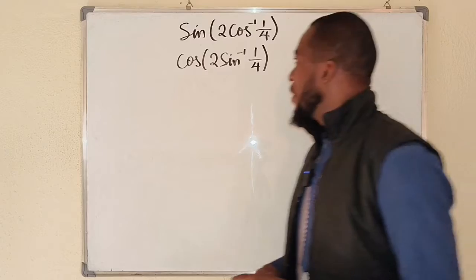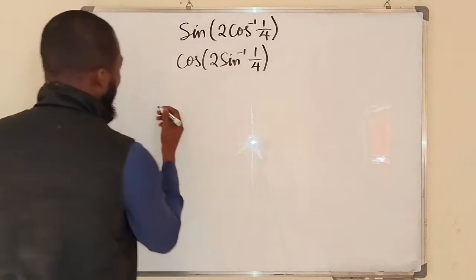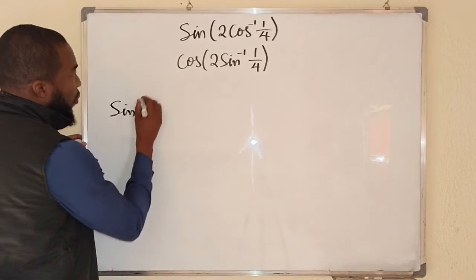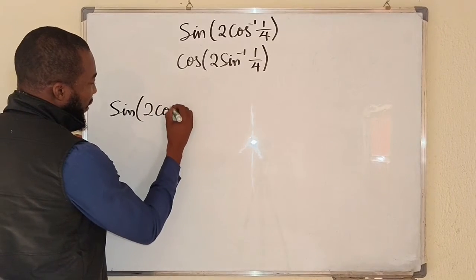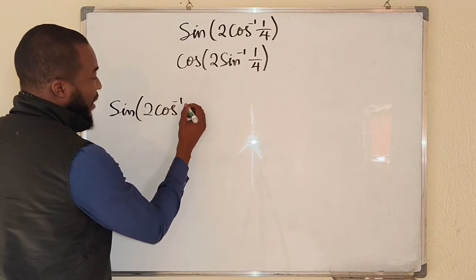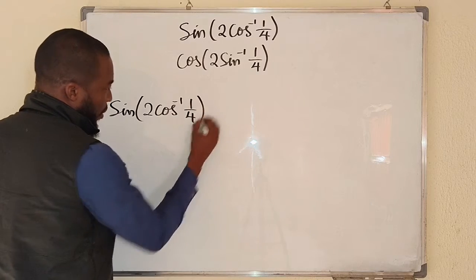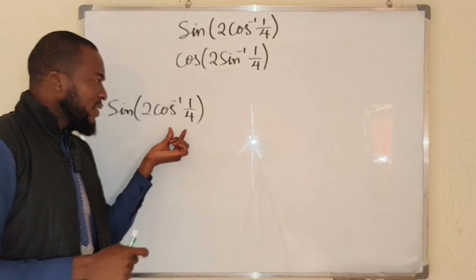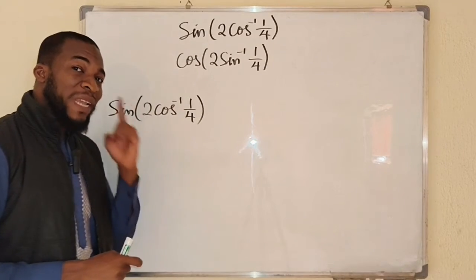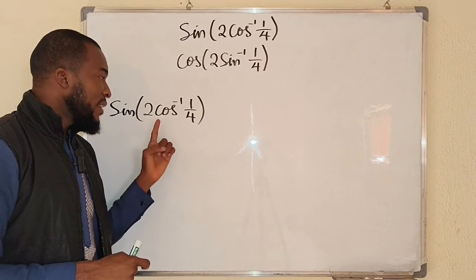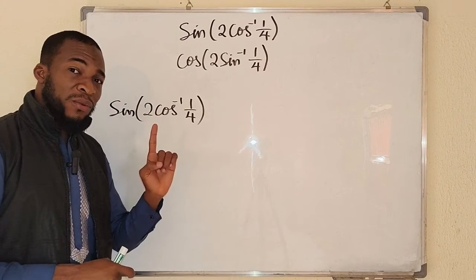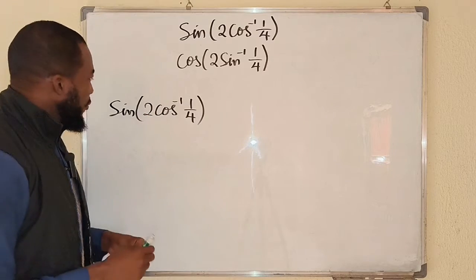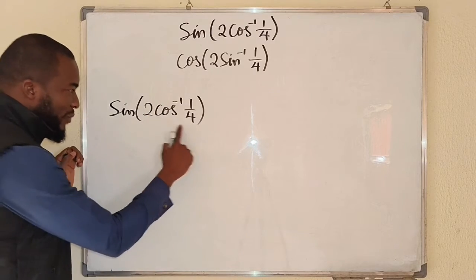Let's get started. The first one, we would like to evaluate the sine of 2 cosine inverse, or arc cosine, of 1 over 4. Before you start, I want you to consider cosine inverse of 1 over 4 as an angle, because definitely it has to return an angle, right? So we have 2 multiplied by a certain angle. So what can you remember? Let's assume this is theta.